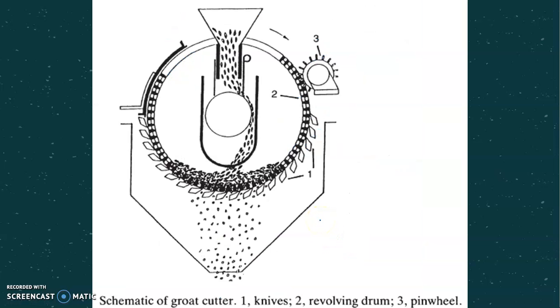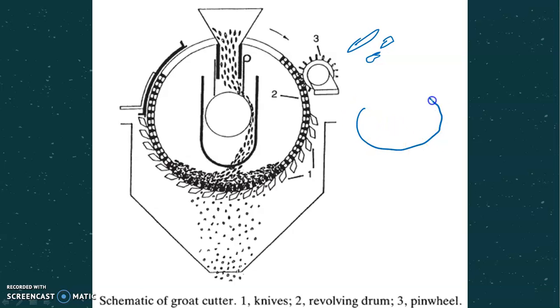Now we have a choice whether we use the cut oat groats. This is the whole groat. This is the cut whole groat. So how do we cut them? This instrument shown in this figure will make it easy to understand how to make cut oat groats.